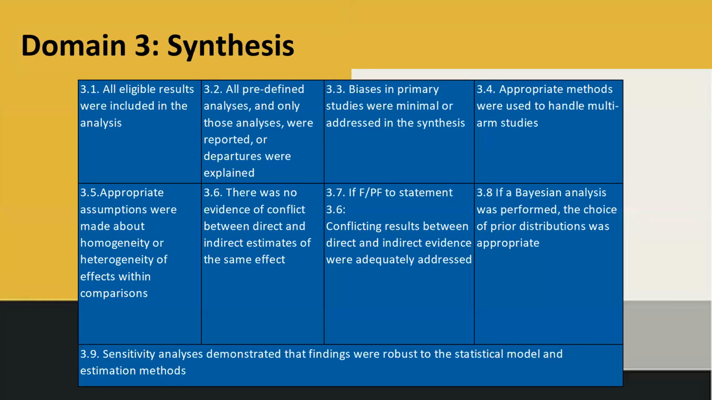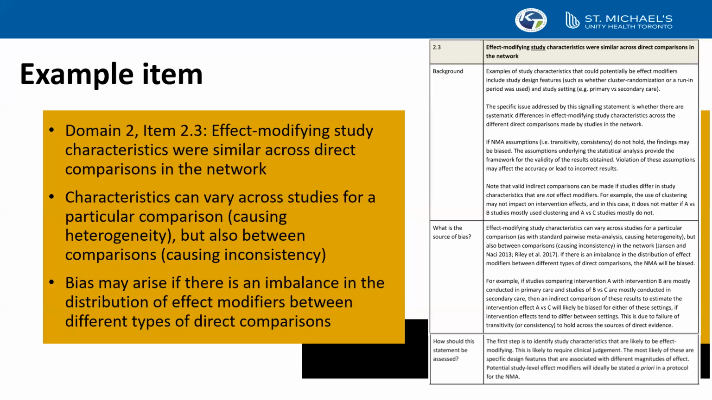Oh, sorry. So here I chose item 2.3. Effect modifying study characteristics were similar across direct comparisons in the network. Effect modifying study characteristics can vary across studies for a particular comparison. It's the same with standard pairwise meta-analysis, but they could also vary between comparisons, which causes inconsistency in the network.